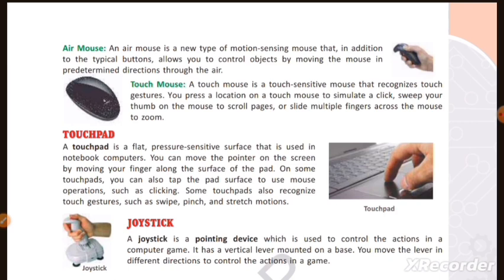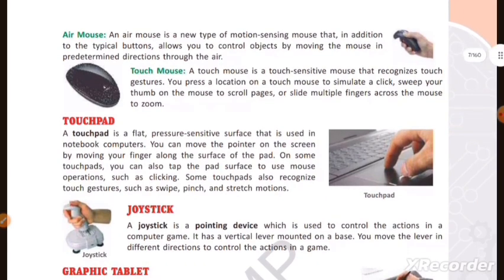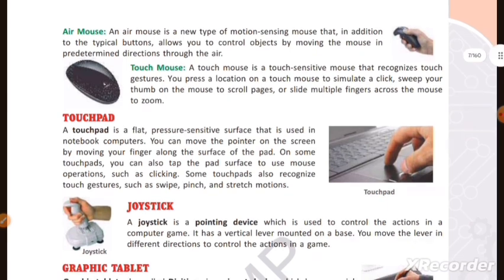The last one is touch mouse. A touch mouse is a touch sensitive mouse that recognizes touch gestures. You press a location on the mouse to simulate a click. Sweep your thumb on the mouse to scroll a page, or slide multiple fingers across the mouse to zoom. Means these types of mouse basically work on touch gestures. If we slide, they slide the mouse pointer. If we touch for too long, it will help us to select.